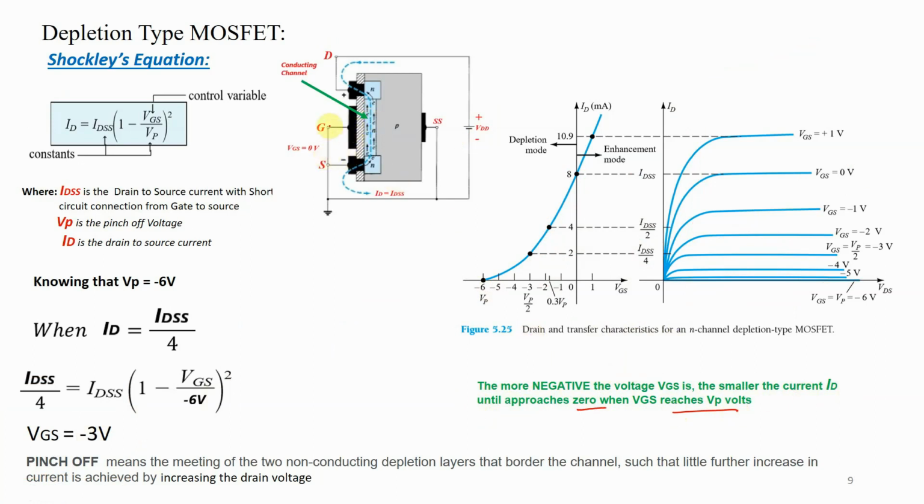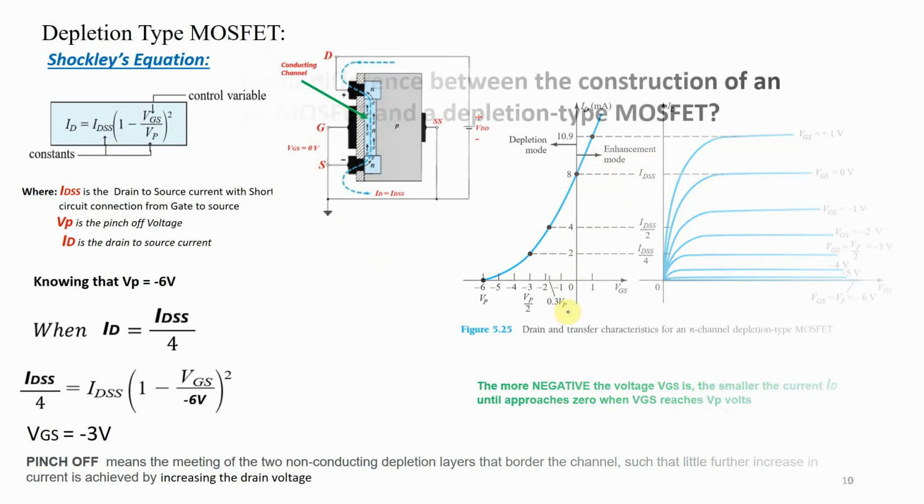So it means that when we make it negative, it tries to disturb the conductivity of this conducting channel. And if you disturb this conductivity, the flow of drain current here will be limited, will be reduced. Okay? Where by definition, if it is 0, we have an IDSS condition, as you can see here, when VGS equals 0. This is for the depletion type.